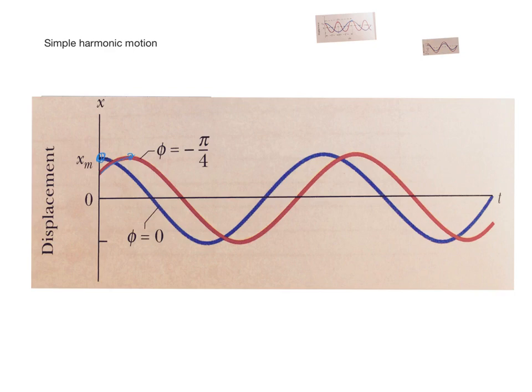So if we were to have two springs that were identical, two masses that were identical, and we stretched them out but released one before the other, we would have a phase angle. They would just be out of phase. If you release them at the same time, this red graph would be right on top of the blue graph, and everything would be exactly the same between them since the mass and the spring are identical.